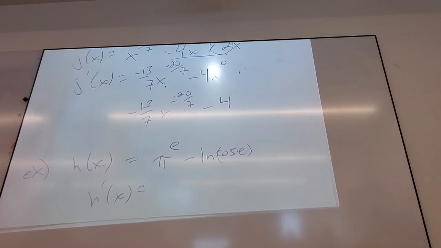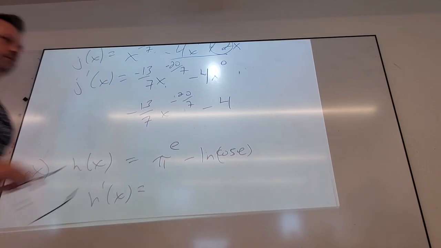cosine of e is a constant. So h of x is a constant, yes? You guys see that? Do you see any x dependence? No. What does it mean if there's no x dependence? It's a constant, yes? Is it like a nice constant? No, that's why if I take the derivative, it's nice that it becomes zero. You guys see that?